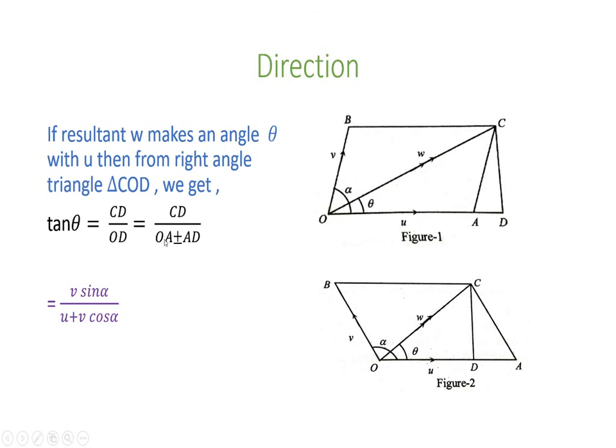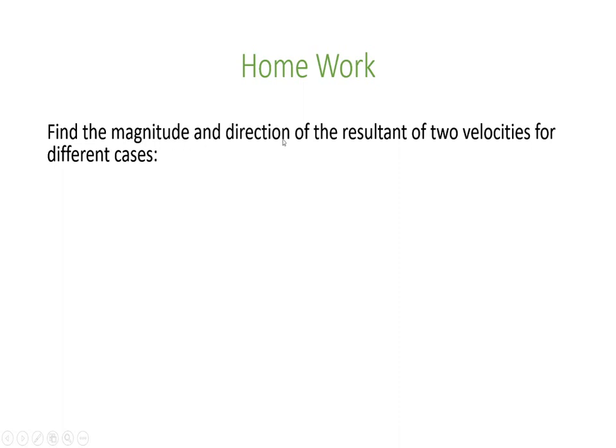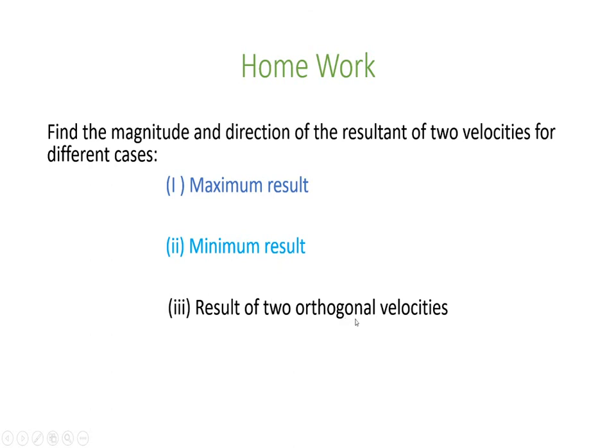Putting the values of CD, OA and AD, we get tan theta equals V sin alpha by U plus V cos alpha. Finally, we get theta equals tan inverse of V sin alpha by U plus V cos alpha, which is our required direction of the resultant of two velocities. Homework: Find the magnitude and direction of the resultant of two velocities for different cases: maximum resultant of two velocities, minimum resultant of two velocities, resultant of two orthogonal velocities, and resultant of two equal velocities.